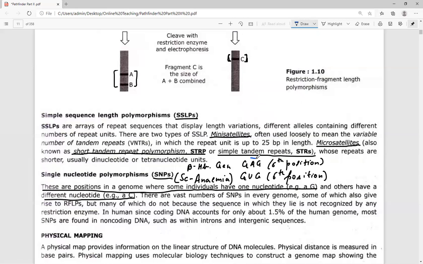What has happened at this particular location? There has been a single nucleotide polymorphism. At the sixth position, there has been a polymorphism, and that is referred to as the single nucleotide polymorphism that has taken place. Any doubt, any problem?